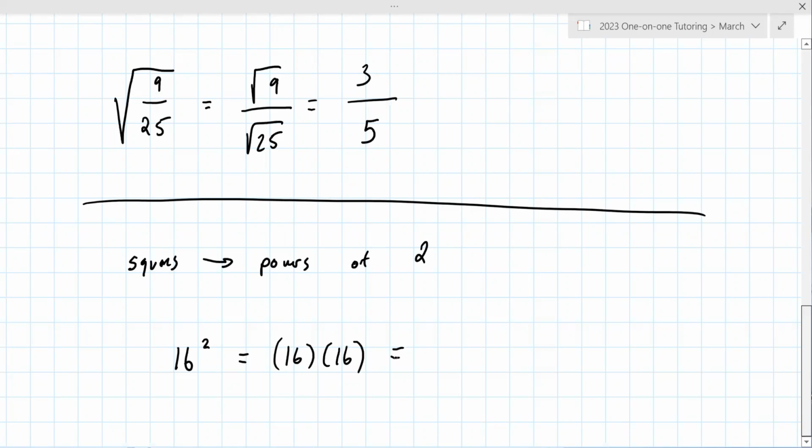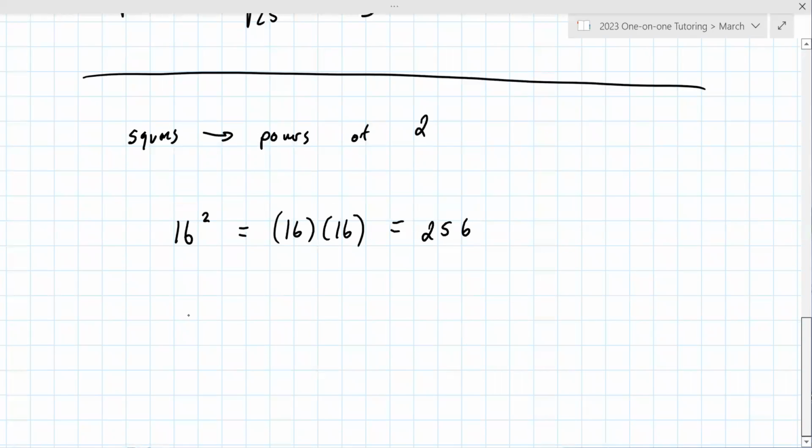16. If you're allowed to use a calculator, you can do that or multiply by hand. That's 256. Not a big deal, right? Now you could be asked to do the square of, for example, a fraction like 9/10. What is 9/10 squared?